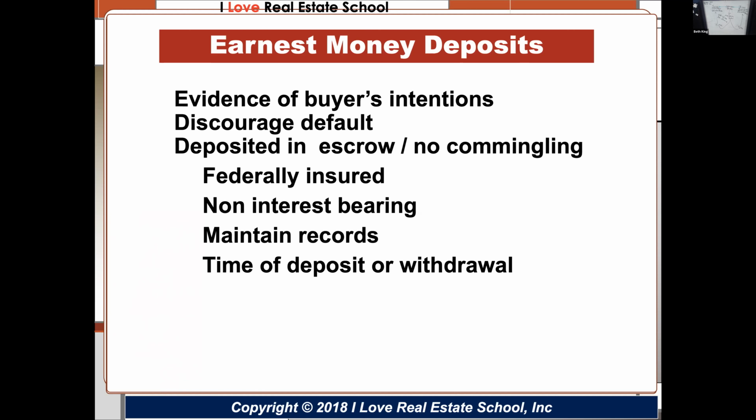And when do they have to be deposited? Who remembers the phrase? Earnest money must be deposited, 24 hours. Not 24 hours. Upon acceptance of the contract. Well, that's the last part, but when is it? One business day. One business day from acceptance, not receipt. One business day from acceptance of the contract.